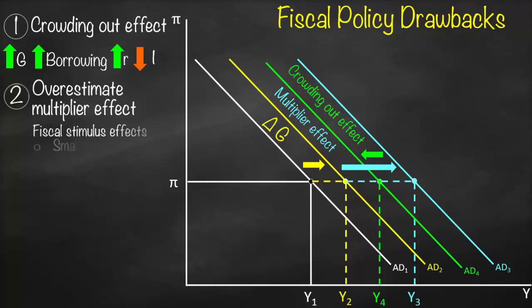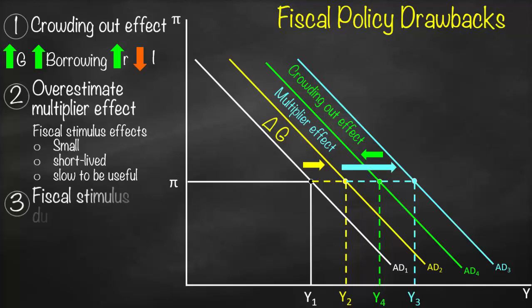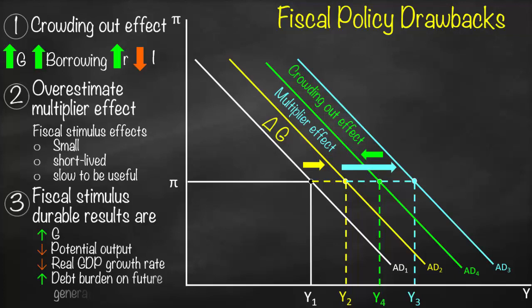Therefore, we could say that the fiscal stimulus effects are small, short-lived, and slow to be useful. Consequently, what will be the durable results of expansionary fiscal policy, or what we call a fiscal stimulus? Higher government spending, lower potential output, lower real GDP growth rate, and higher debt burden on future generations because we increased our budget deficit. Consequently, we increase our debt level that will be paid by future generations.